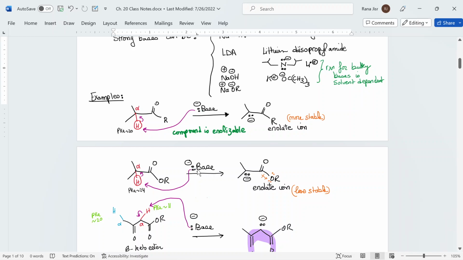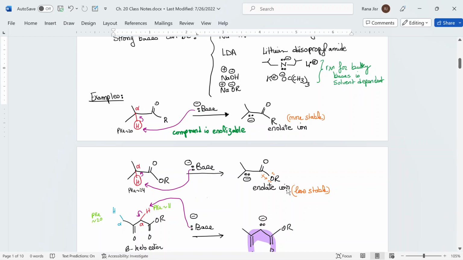This is another example over here. So the base can come and take all of these alpha hydrogens in there, because the bases that we are using are very strong bases. And all of these alpha hydrogens, these are weak acidic hydrogens. So for this one, the pKa is 24. It's the alpha hydrogen of the ester, but still the base can come and take it. So the compound is still enolizable in this case, and I'm going to form the enolate ion.